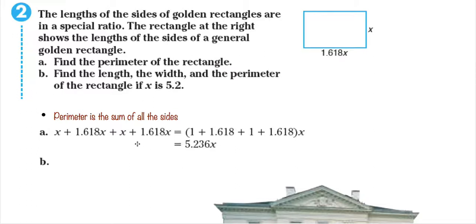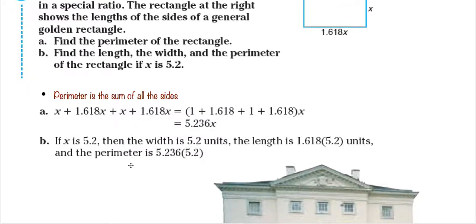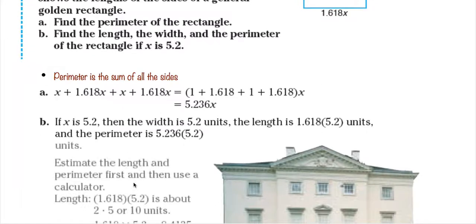Let's answer B. Find the length, the width, and the perimeter of the rectangle if x is equal to 5.2. So this is simply substitute and simplify. We will evaluate our perimeter. If x is equal to 5.2, then the width is 5.2 units and the length is 1.618 times 5.2. Makes sense? And the perimeter is 5.236 times 5.2.